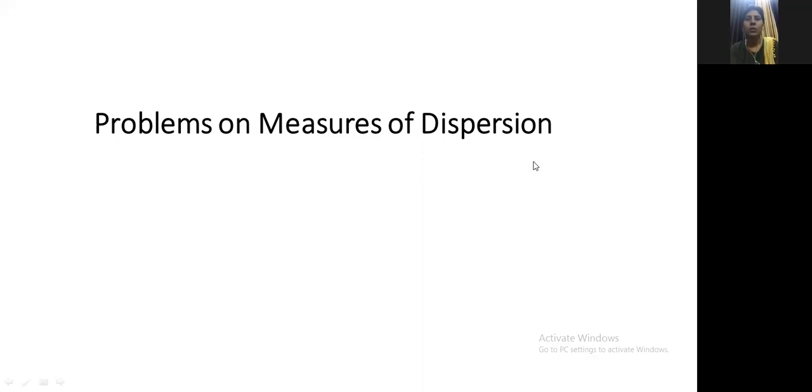Let's discuss the problems on measures of dispersion, in which we are going to discuss all the methods which are needed to calculate measures of dispersion, and all the dispersions will be explained one by one. So let's start.